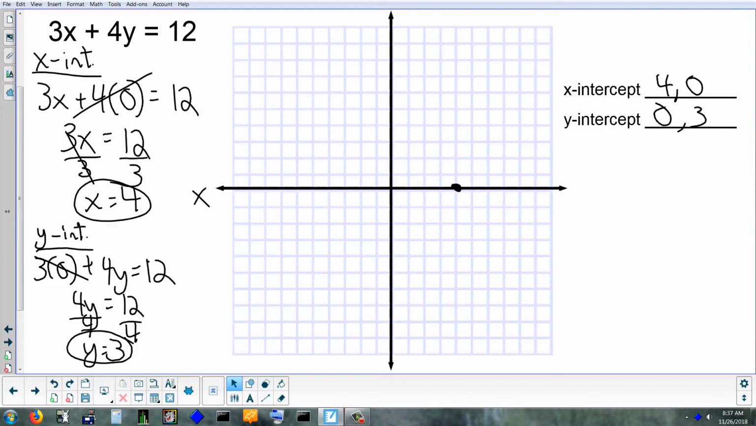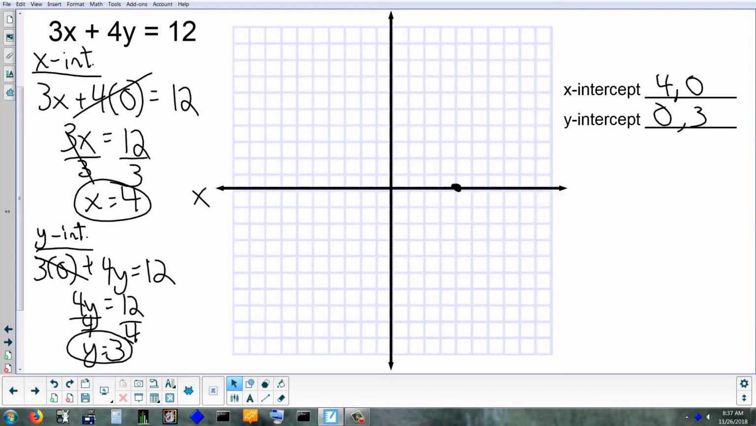So remember, y-intercept, your first coordinate will be 0. It's whatever you plugged in to get that number, whatever you plugged in for 0, make sure you put that in that coordinate. All right?